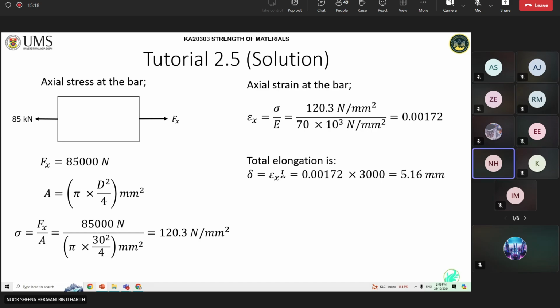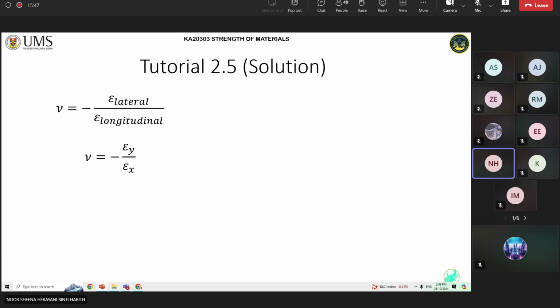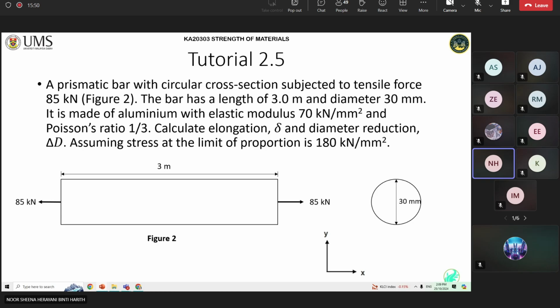Delta, the total elongation, equals epsilon x, the strain at the longitudinal side, times the total length of the prismatic bar. So this is the value of epsilon, and this is the total length of the prismatic bar. So the total elongation from the longitudinal strain equals 5.16 millimeter, right? Okay, you already got the total elongation.